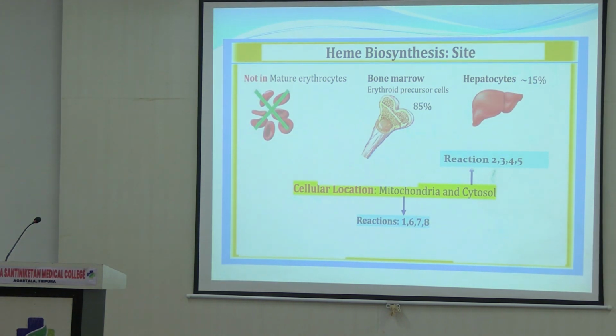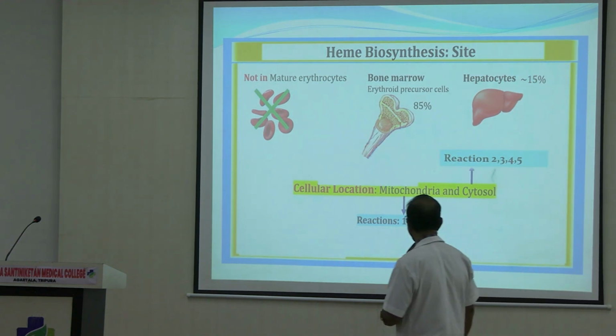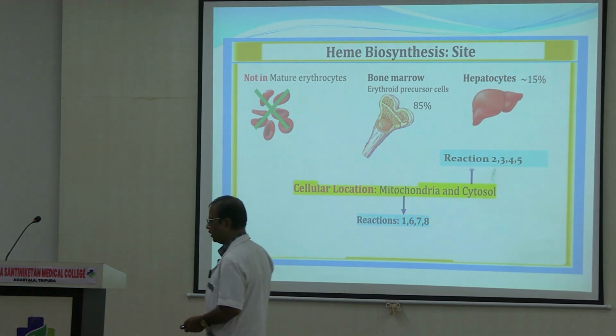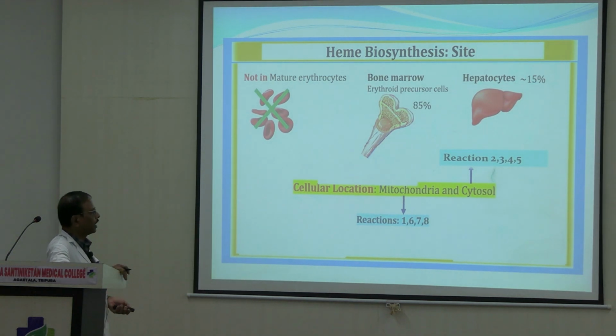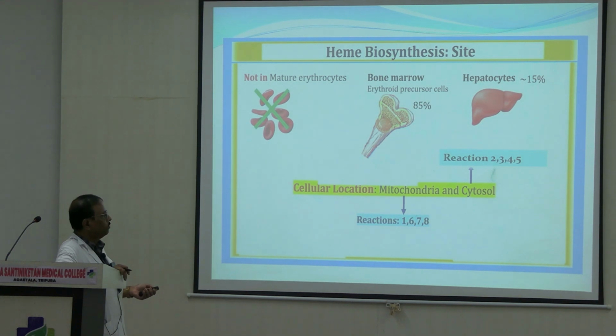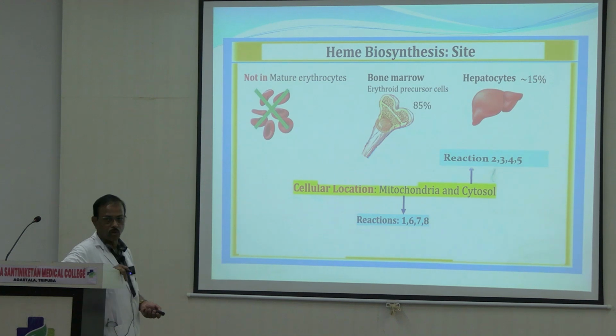We can divide the steps of heme synthesis into 8 important reactions. Out of that, the first, 6th, 7th and 8th reactions take place in mitochondria, and the 2nd, 3rd, 4th and 5th reactions take place in cytosol.